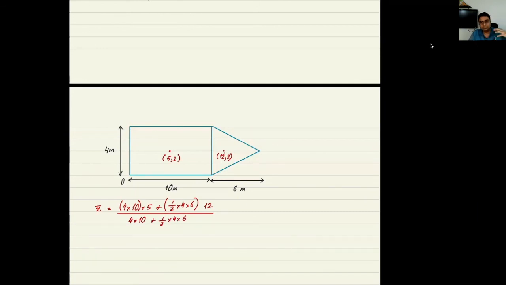And by the way, guys, for this particular object I don't need to find the y coordinate, because this is symmetric about this line. The center of mass must be along this line. If this point lies here and this point lies here, then obviously the average of the two points must also lie along this line.